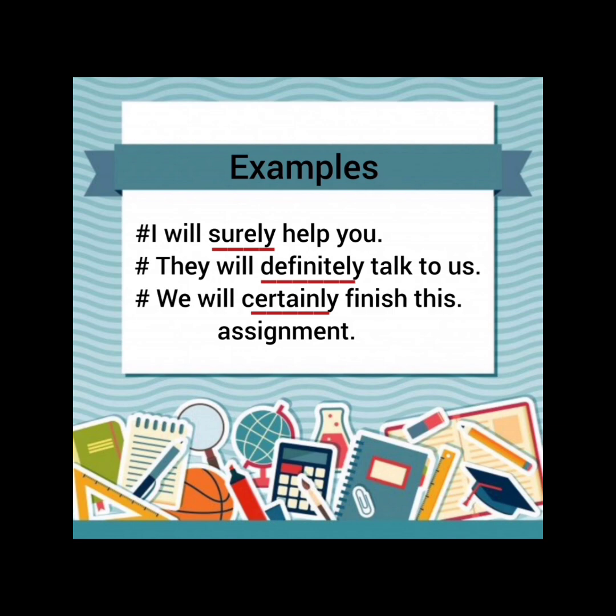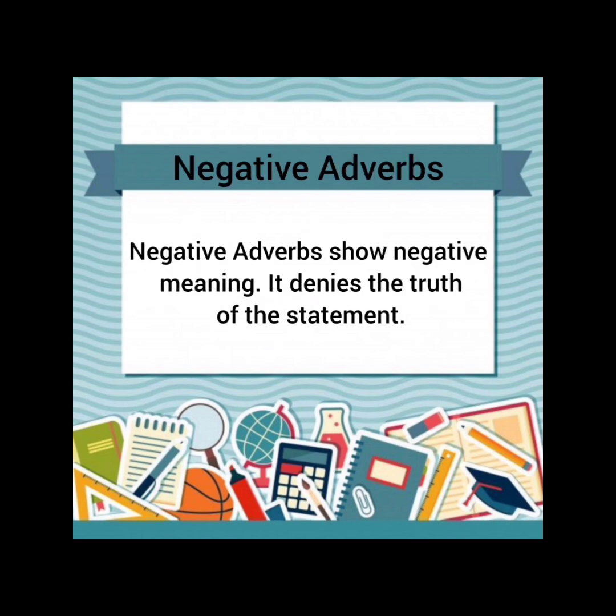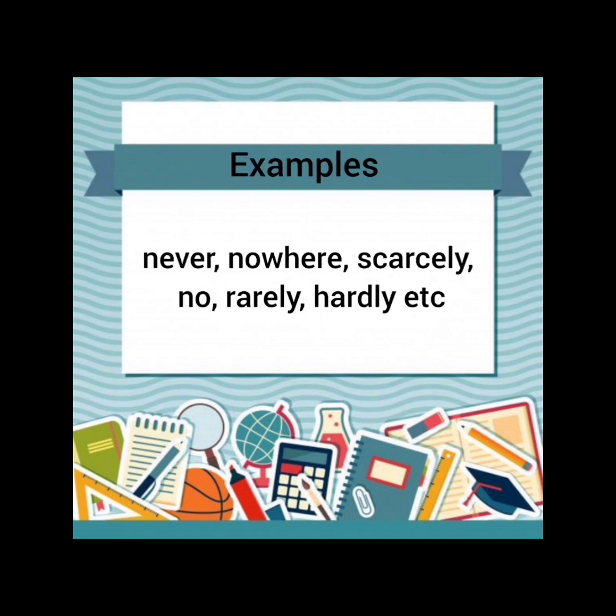Now we will certainly finish this assignment. Now certainly is used here as an affirmative adverb and it shows that something is true and something is going to be done properly in a true way. Then adverbs of negation or negative adverbs show negative meaning. It denies the truth of the statement. For example, never, nowhere, scarcely, no, rarely, hardly, etc.